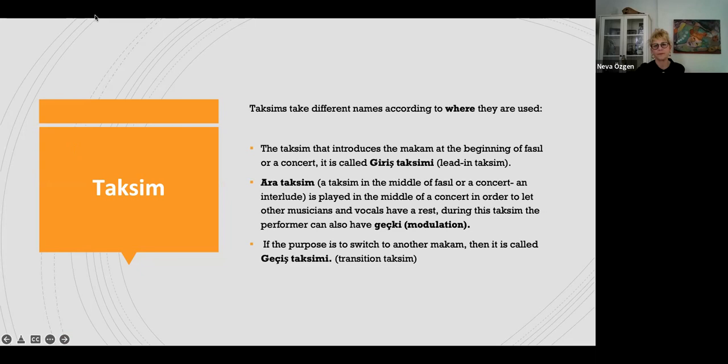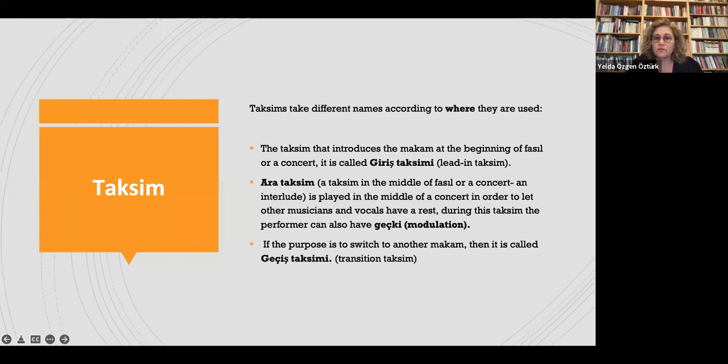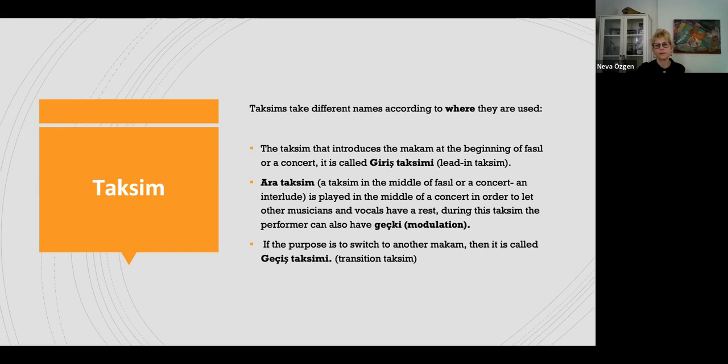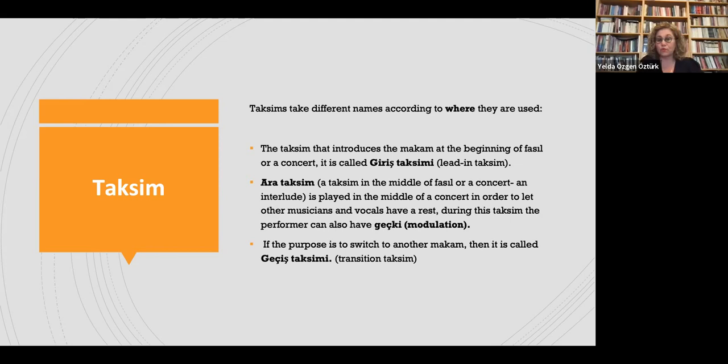Thank you, Neva. And also, I would like to continue with describing how we classify makams. So we can classify makams both according to where they are used and according to the way it is performed. The taksim that introduces the makam at the beginning of a concert or a fasıl form is called giriş taksimi, which is lead-in, introduction.